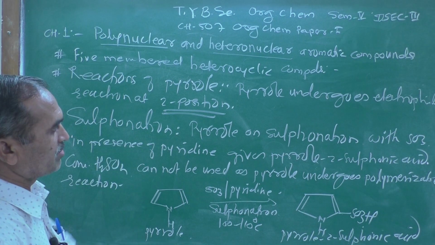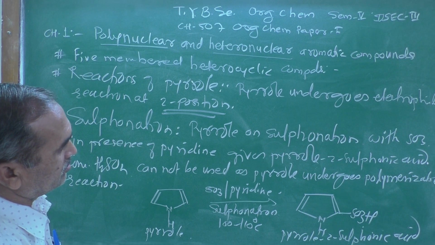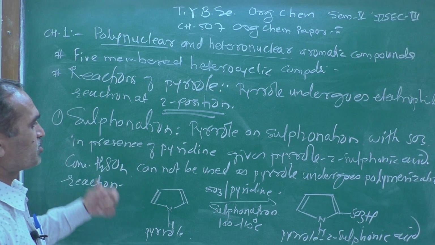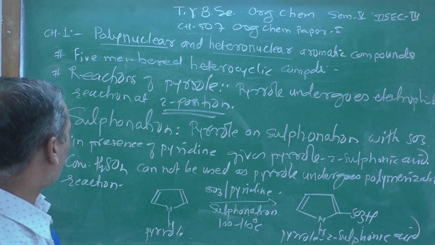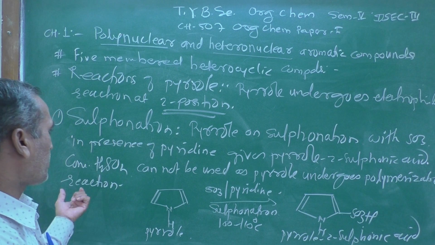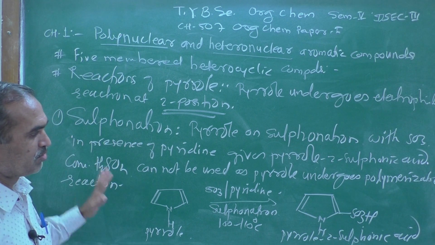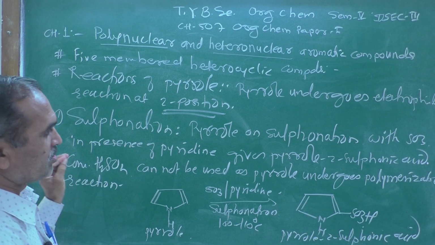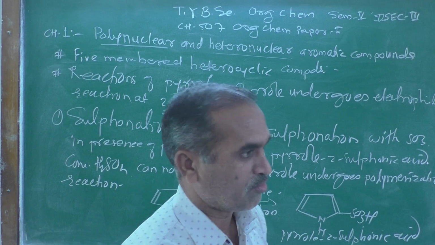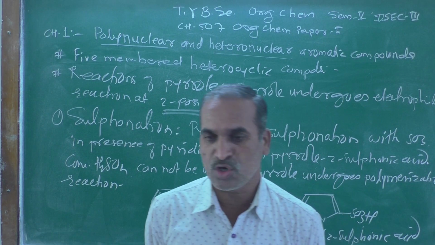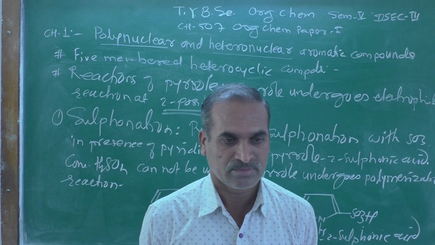So sulfonation we have seen. Pyrrole on sulfonation with SO3 in presence of pyridine gives pyrrole-2-sulfonic acid. Concentrated H2SO4 cannot be used, as pyrrole undergoes polymerization reaction, and that is the reason why concentrated H2SO4 is not used for the sulfonation of pyrrole.